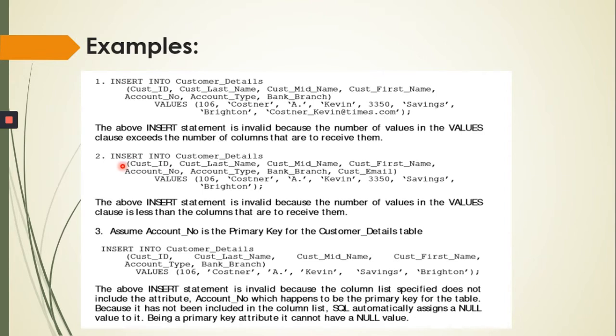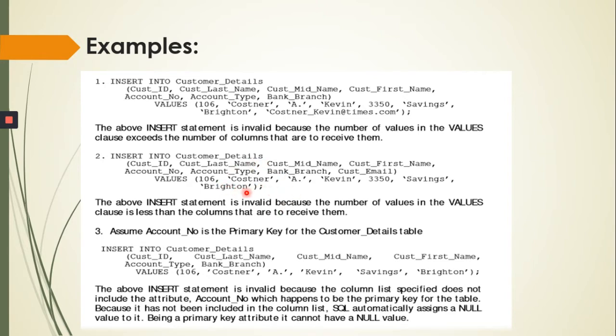Okay, now see the second example, insert into customer details. Same as before, in brackets we have to provide the column names, and after values, in brackets we have to provide the values for those column names. Now this query is also invalid because the number of values in the values clause is less than the columns that are to receive them. So here the columns are more and the values are fewer. See here, 1, 2, 3, 4, 5, 6, 7, 8 columns, and values are 1, 2, 3, 4, 5, 6 and 7. So one value is missing. So this is also invalid.